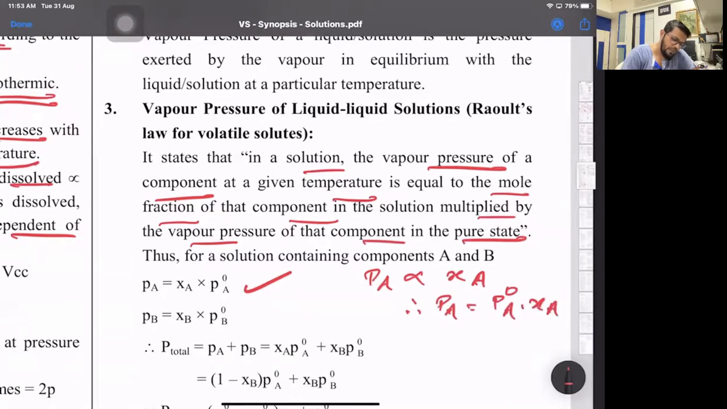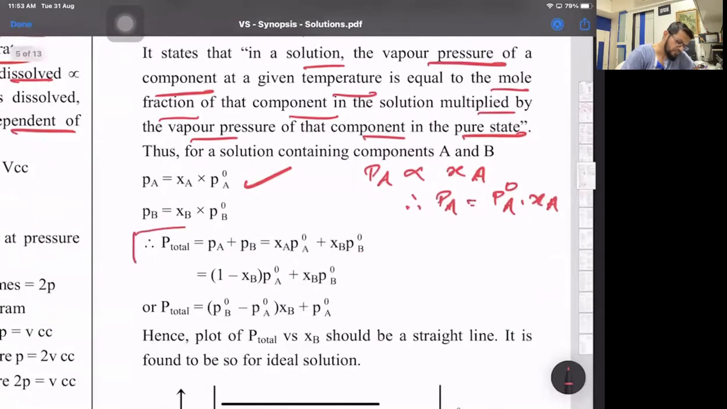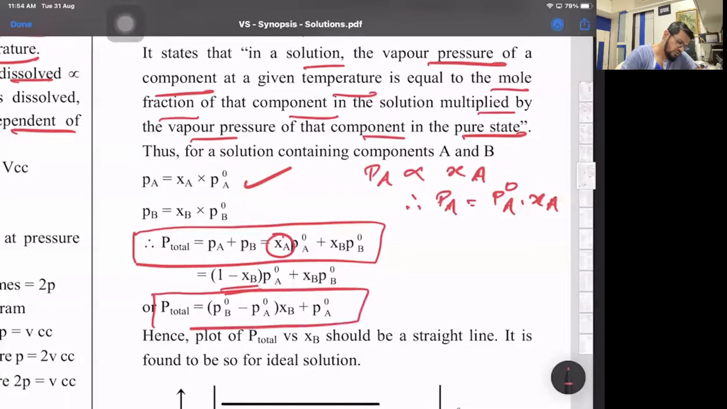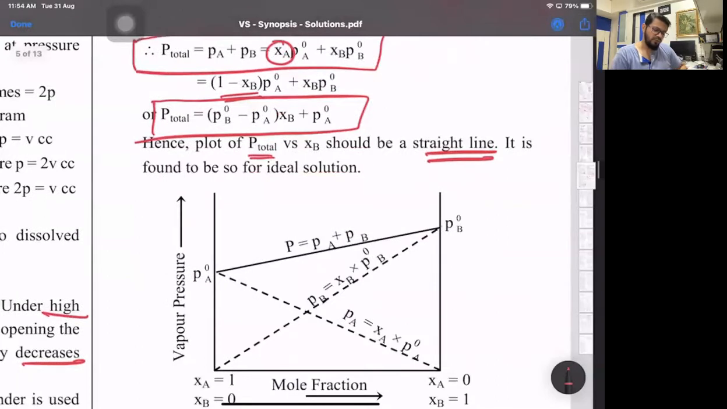Same way for the other component, PB. And the total pressure, that is vapor pressure of A plus vapor pressure of B, is XA P0A plus XB P0B. If I equate this, I can write XA as 1 minus XB, because the sum of mole fractions is unity. So the total vapor pressure is P0A plus XB into (P0B minus P0A). That is the total pressure, and this comes out to be a straight line when you plot the total vapor pressure.